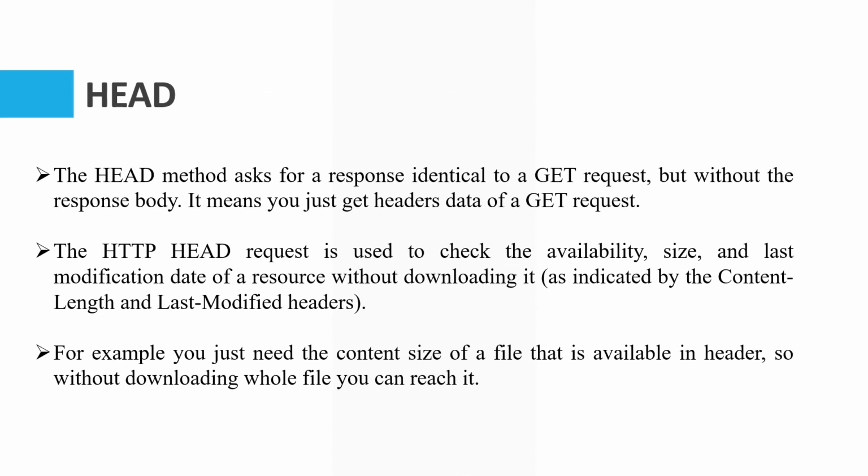The HEAD method asks for a response identical to a GET request, but without the response body. It means you just get the header data of a GET request. The HTTP HEAD request is used to check the availability, size, and the last modification date of a resource without downloading it, as indicated by the Content-Length and Last-Modified headers. For example, you just need the content size of a file that is available in the header, so without downloading the whole file you can reach it.